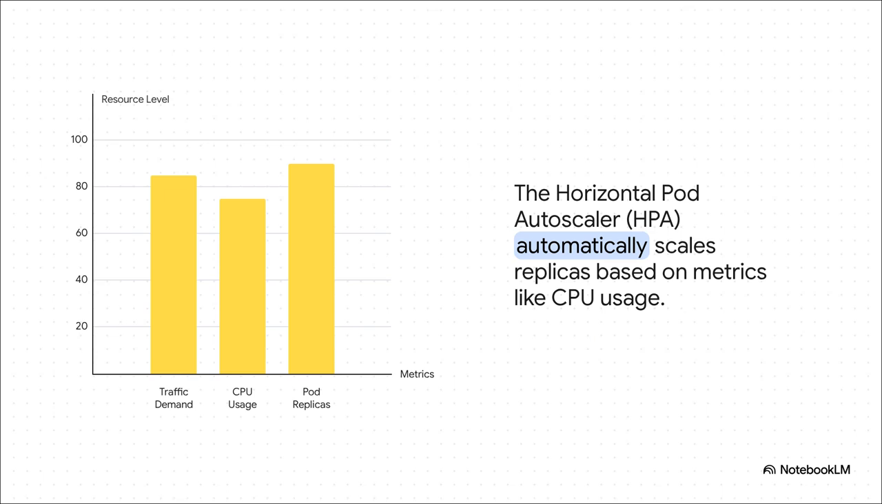So what about unpredictable demand? How do you handle that? Well, the simple answer is, you don't. You let automation do the heavy lifting. This is where the horizontal pod autoscaler, or HPA, comes in.